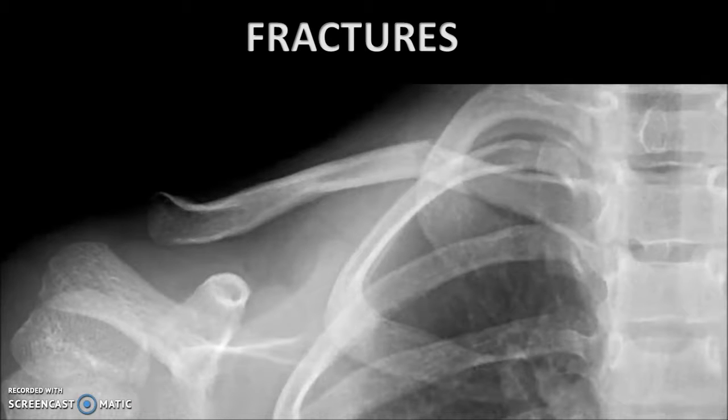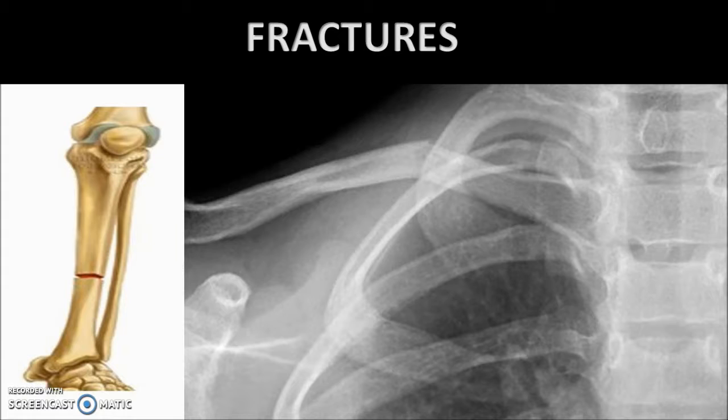Now, there are a few different types of fractures that can happen to the clavicle. First, we have a stress fracture. These are microcracks in the bone and can be difficult to detect. Then, we have a simple fracture. There is no separation of the bone, it is just a hairline fracture.